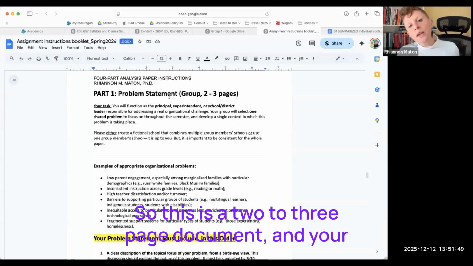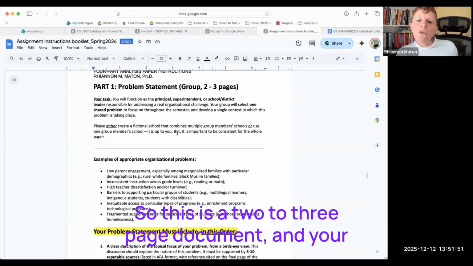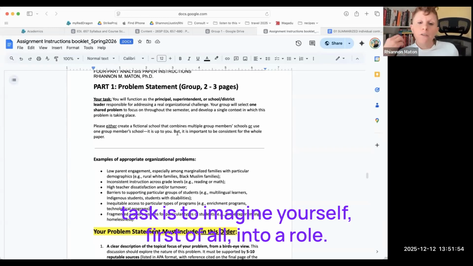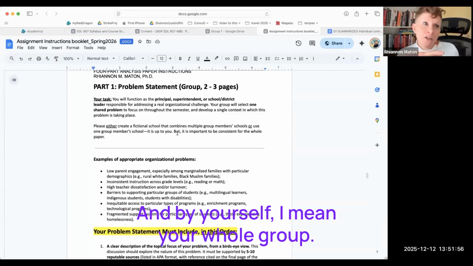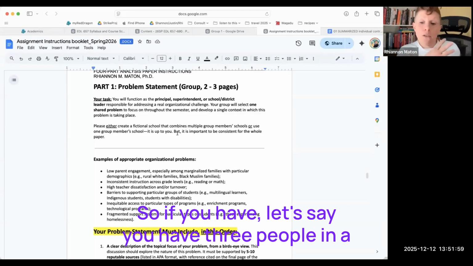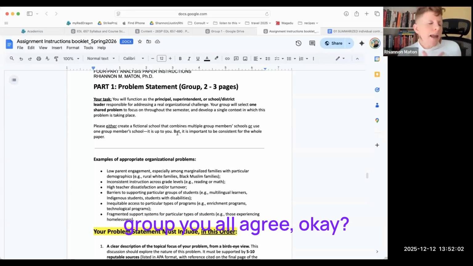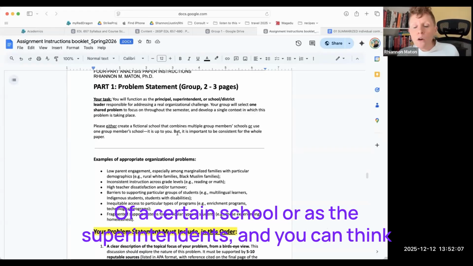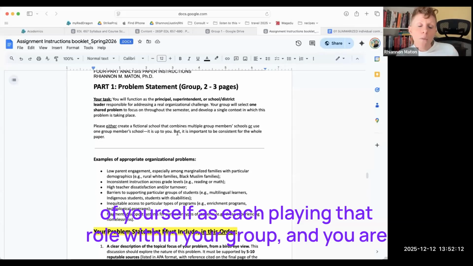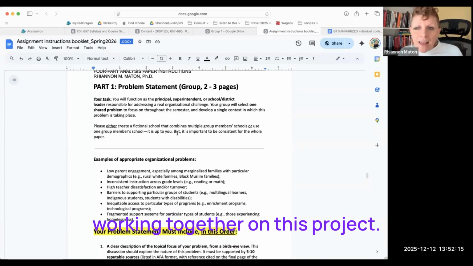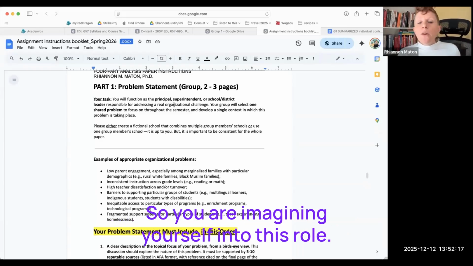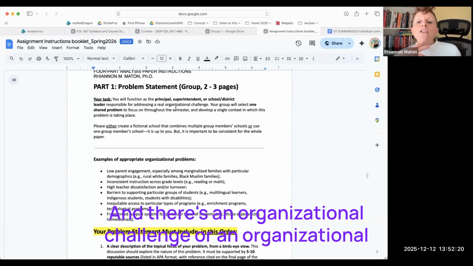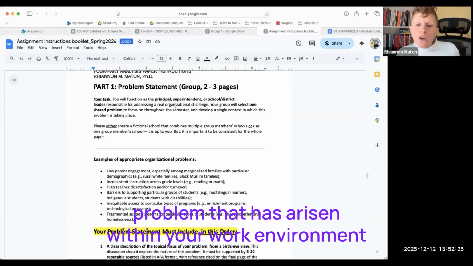So this is a 2 to 3 page document, and your task is to imagine yourself, first of all, into a role. And by yourself, I mean your whole group. So if you have, let's say, 3 people in a group, you all agree, okay, we're going to imagine ourselves as the co-principals of a certain school or as the superintendents. And you can think of yourself as each playing that role within your group, and you are working together on this project. So you're imagining yourself into this role, and there's an organizational challenge or an organizational problem that has arisen within your work environment.